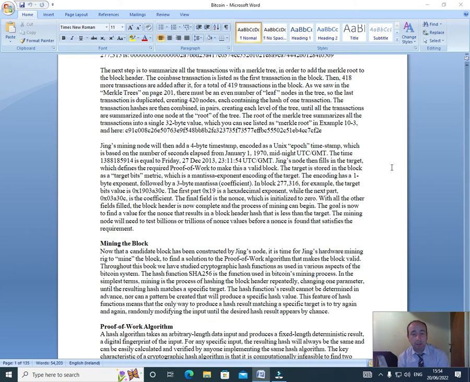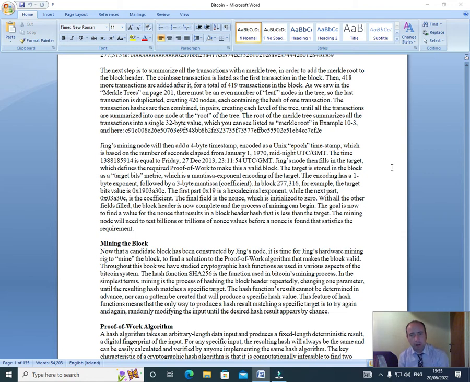The next step is to summarize all the transactions with a Merkle tree in order to add the Merkle root to the block header. The Coinbase transaction is listed as the first transaction in the block, then 418 more transactions are added after it, for a total of 419 transactions in the block. As we saw in the Merkle trees on page 201, there must be an even number of leaf nodes in the tree, so the last transaction is duplicated, creating 420 nodes, each containing the hash of one transaction. The transaction hashes are then combined in pairs, creating each level of the tree until all the transactions are summarized into one node at the root of the tree.